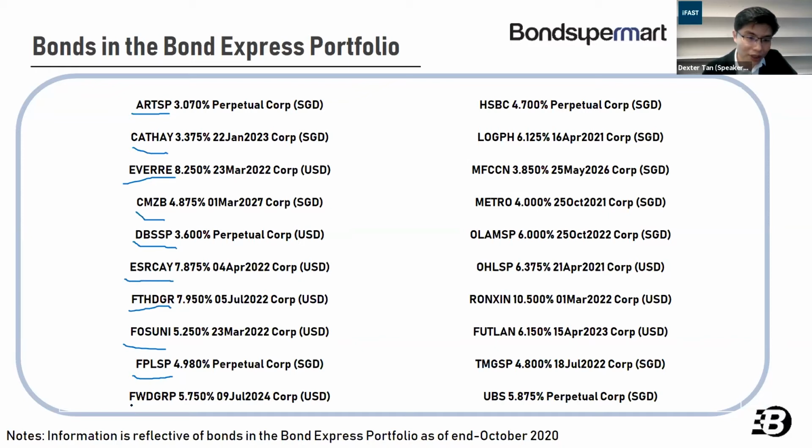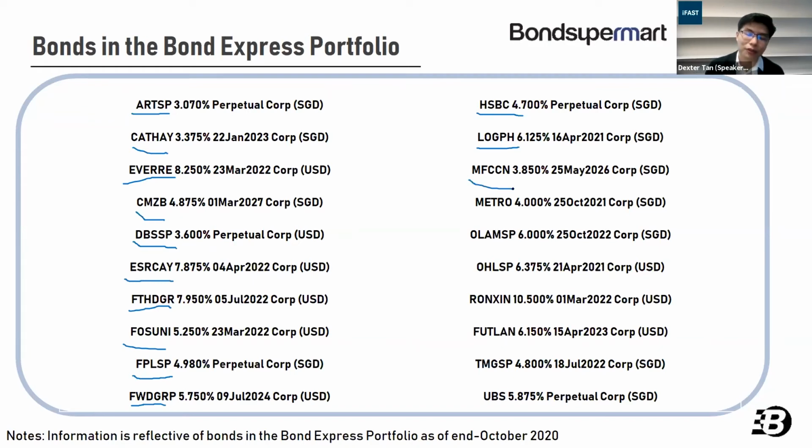And then we have FWD Group, which is an insurer. FWD is actually owned by Pacific Century Group, and Pacific Century is owned by Richard Li. Richard Li is the son of Li Ka-shing, so it's a Hong Kong tycoon. Then we have HSBC, which is one of the biggest banks in the world. I think most of us are familiar with this name. Logan Property is a Chinese real estate developer. They are primarily in the GBA. The Greater Bay Area is actually one of the fastest growing regions in China.